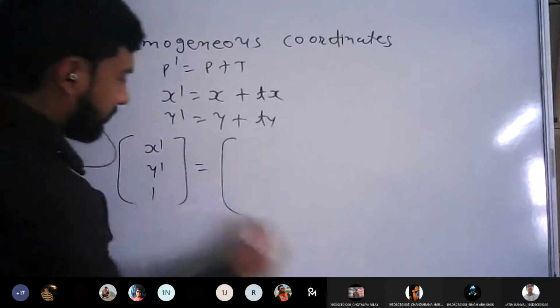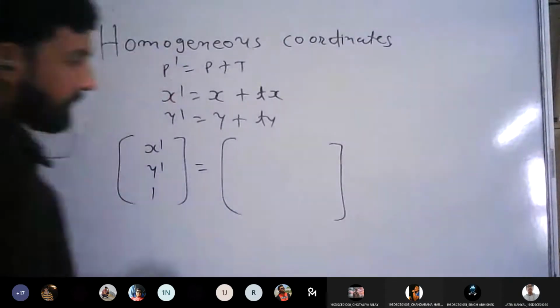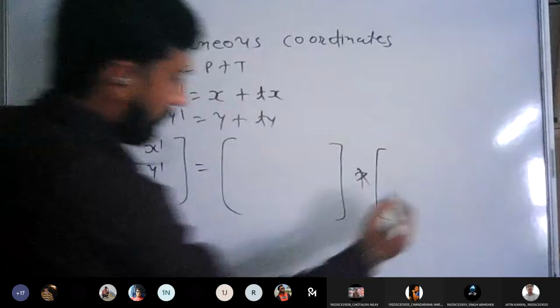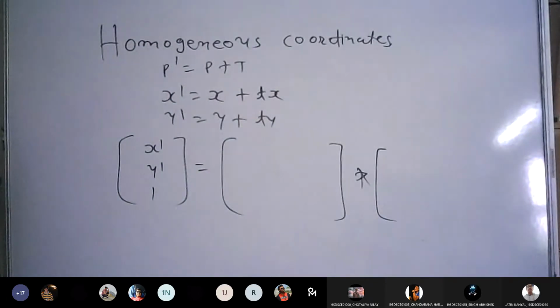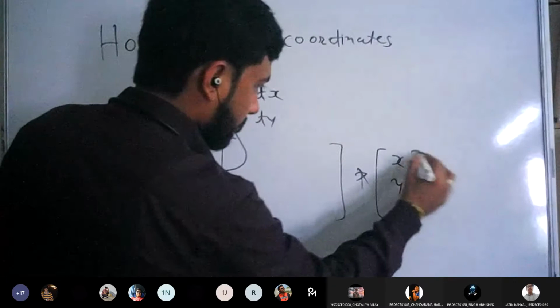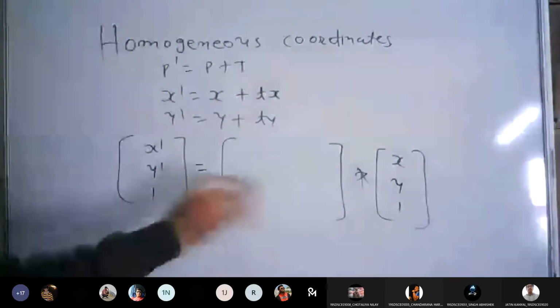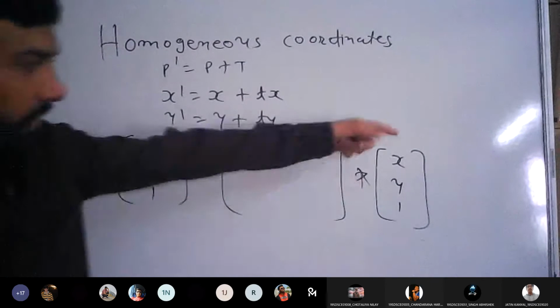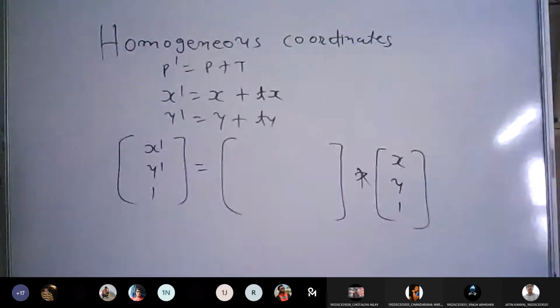Now I will write some middle matrix here. Instead of plus, I will use multiplication, and then my original point is xy. If I convert that point into 3 by 3, it would be x, y, and 1. So far, are you getting this? x dash y dash 1 equal to something into x, y, 1. Let me know if you have any doubt.